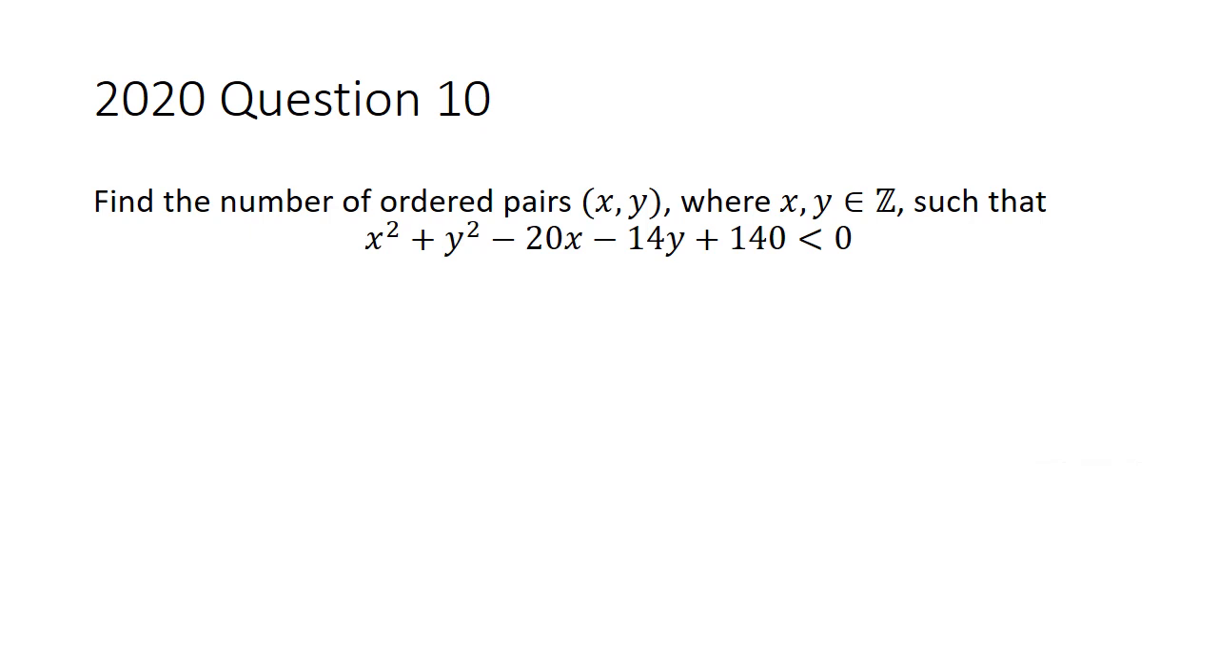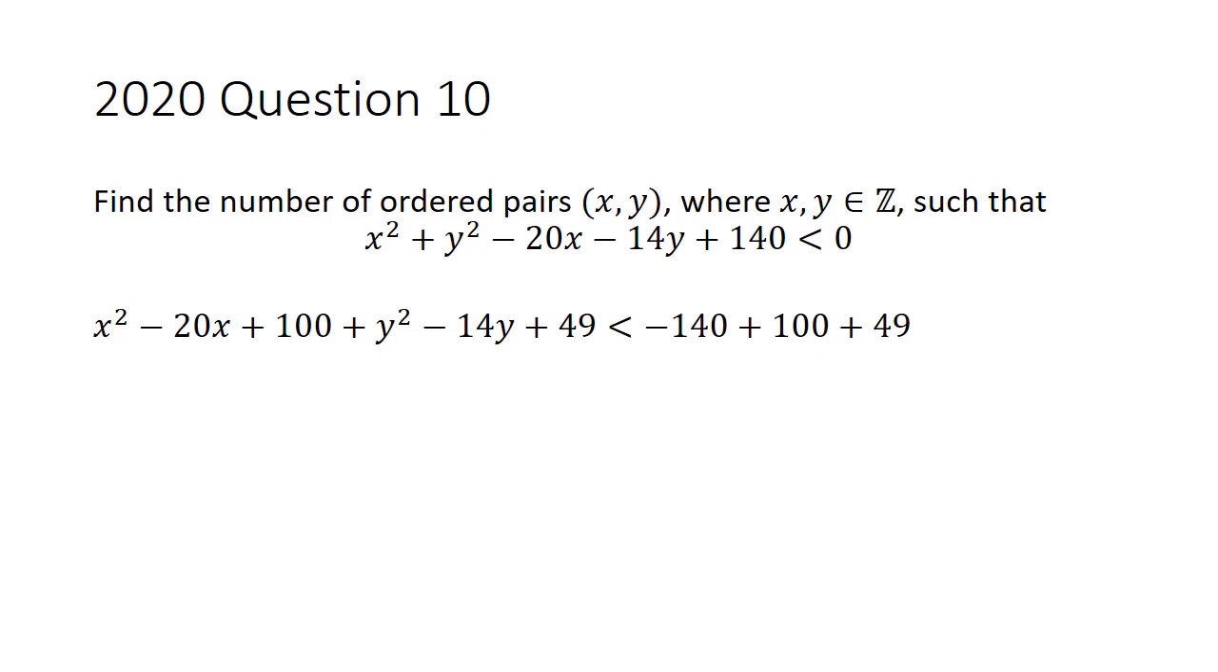So for question 10, what we need to do is first recognize that this inequality resembles the equation of a circle. So let's first rearrange this and see if we can find the center and the radius of the circle. We get x squared minus 20x plus y squared minus 14y less than negative 140. To complete the square for x and y, we add 100 to the x terms and 49 to the y terms, and we do the same for the right-hand side. By completing the square, we get x minus 10 squared plus y minus 7 squared less than 3 squared. So this resembles a circle with center (10, 7) and a radius of 3.